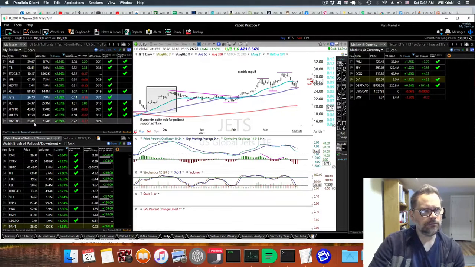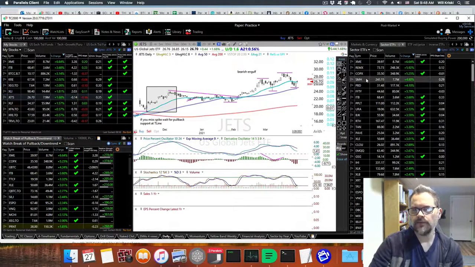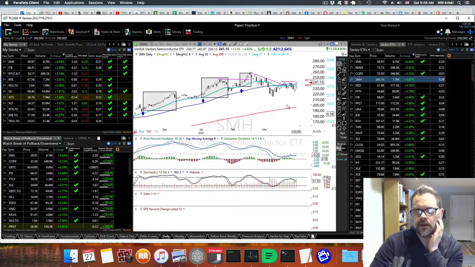So I've got tabs on the sectors, obviously copper, and even in the tech we're starting to see some rebounding. We had a big pushback on the semiconductors. So now we're above the 50. I'd want to see, you can see here, I'm going to just put a line at the top.